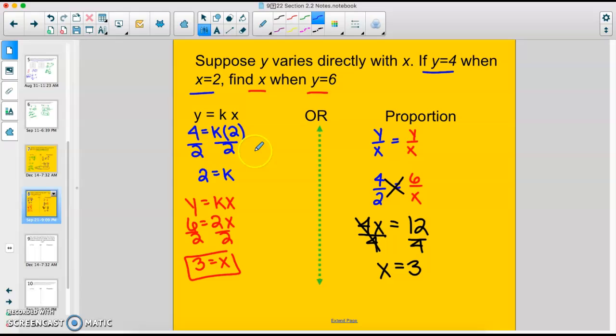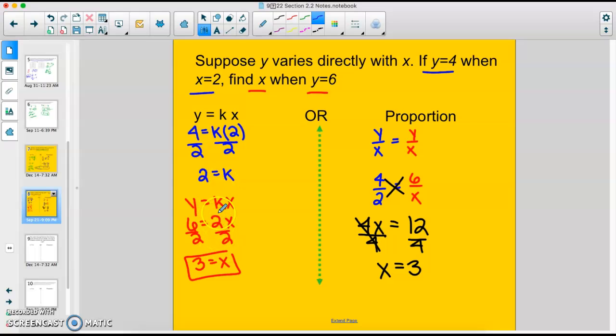I forgot to erase Levering's work here, so we'll just talk through it. Suppose that y varies directly with x. We know that if y equals 4, then x equals 2. We need to find x when y equals 6. So we could plug it in. Y equals 4, x equals 2. We solve for k. So we divide by 2, k equals 2.